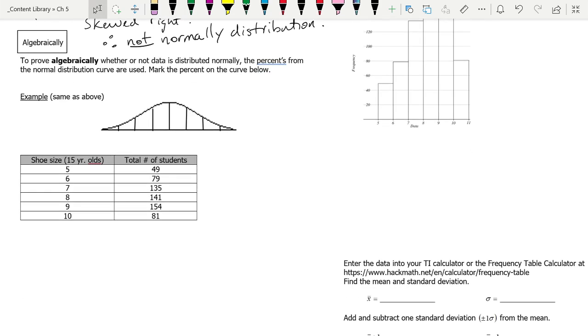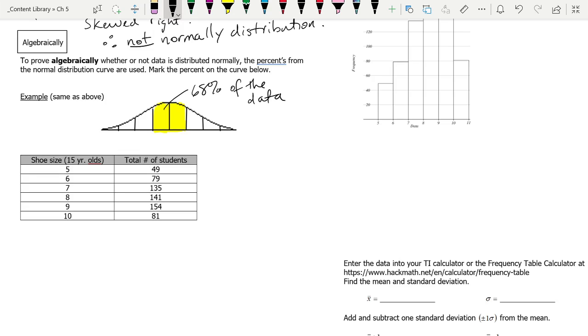To prove algebraically whether or not data is distributed normally, the percents from the normal distribution curves are used, and we usually only worry about the middle percents. Now remember how this works, right? The way it works is 68% of the data should fall in here, right? This yellow part, trying not to color outside the lines. I didn't go to kindergarten. I never learned how to color inside the lines. There we go. This yellow shaded part should be 68% of the data, right?